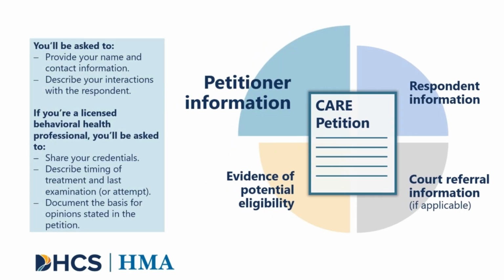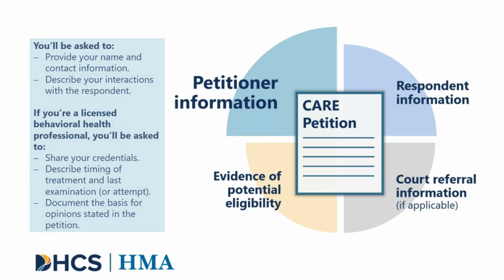As a petitioner, you'll be asked to provide your name and contact information. You'll also need to describe your interactions with the respondent. Note, if you're filling out the CARE 100 form, you will be asked to indicate what type of petitioner you are. Check all the boxes that apply to you. If you're a licensed behavioral health professional, you'll be asked to provide information on professional credentials, timing of treatment and the last examination or attempt to examine, and your basis for opinions stated in the petition.